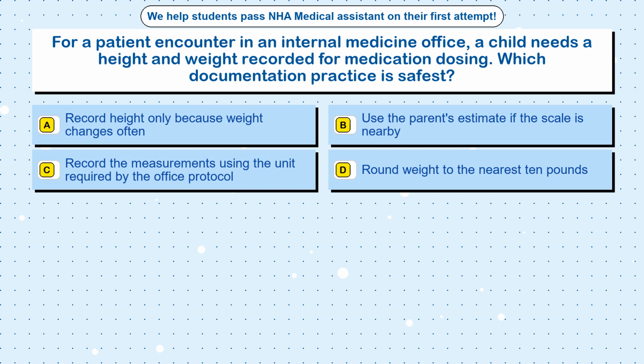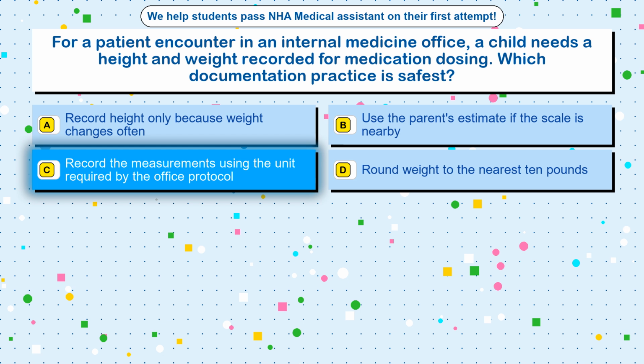Question 85. For a patient encounter in an internal medicine office, a child needs a height and weight recorded for medication dosing. Which documentation practice is safest? Option A, record height only because weight changes often. Option B, use the parent's estimate if the scale is nearby. Option C, record the measurements using the unit required by the office protocol. Option D, round weight to the nearest 10 pounds. The correct answer is option C, record the measurements using the unit required by the office protocol.